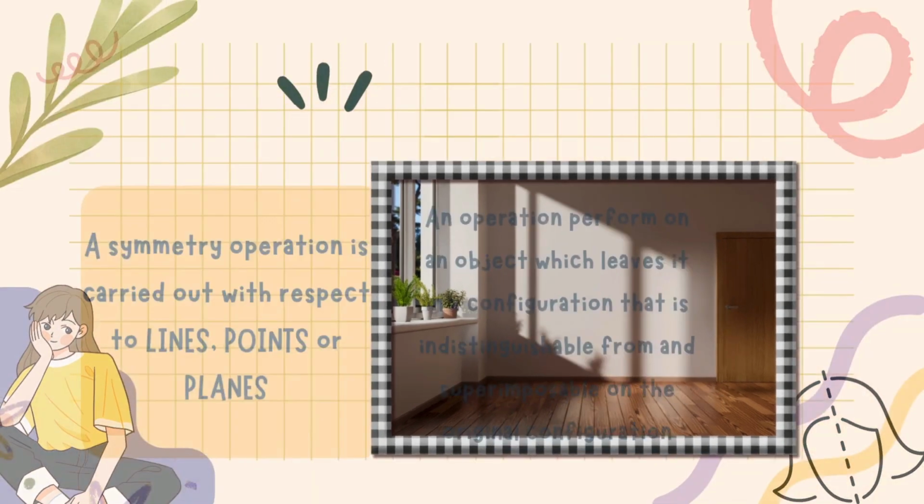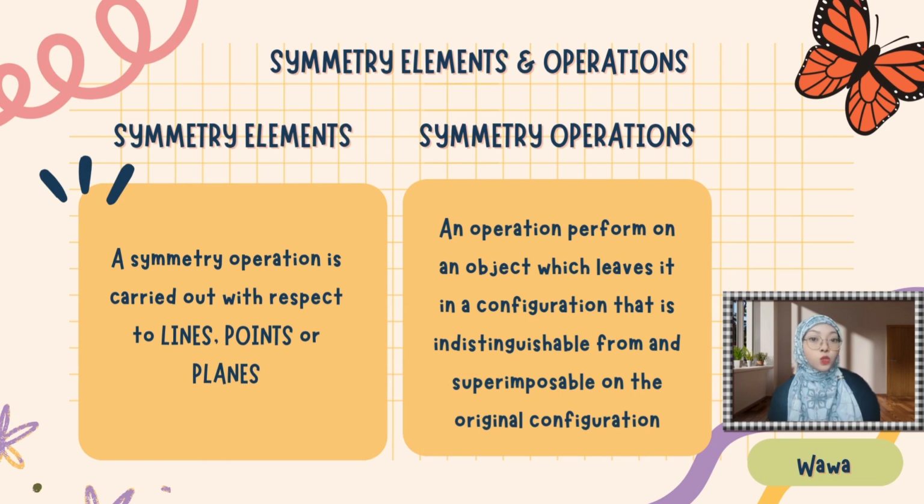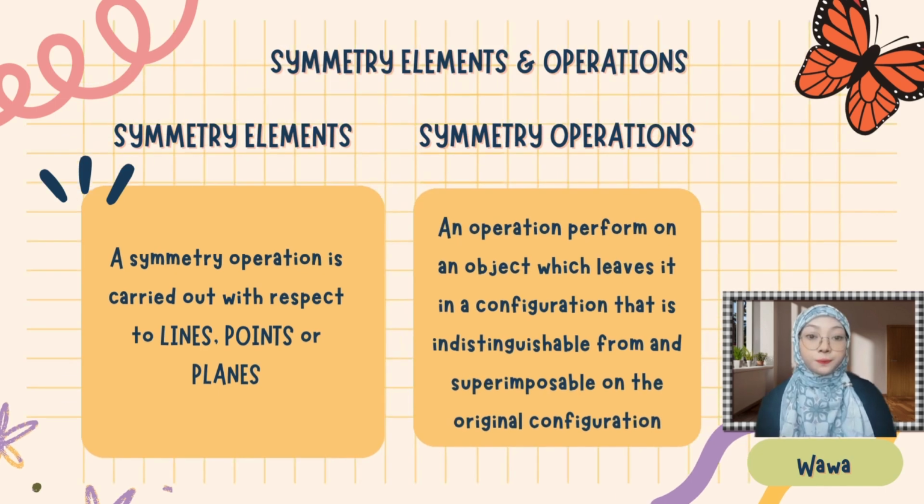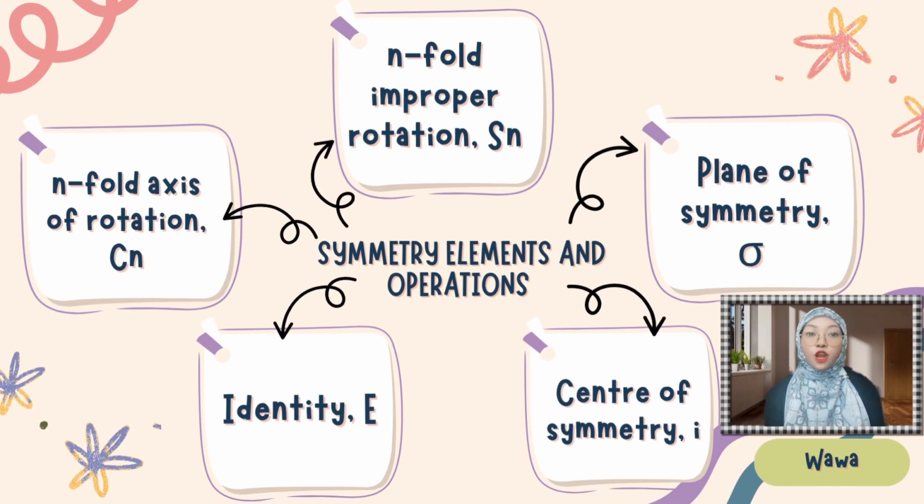There are two key terms we must understand. The first one is symmetry element and the second one is symmetry operation. A symmetry element is what a symmetry operation is carried out with respect to, such as lines, points, or planes, while a symmetry operation is an operation performed on an object which leaves it in a configuration that is indistinguishable from and superimposable on the original configuration. There are 5 examples of symmetry elements and operations, which are identity, E, proper axis of rotation, Cn, improper rotation, Sn, plane of symmetry, sigma, and the center of symmetry, which is i.